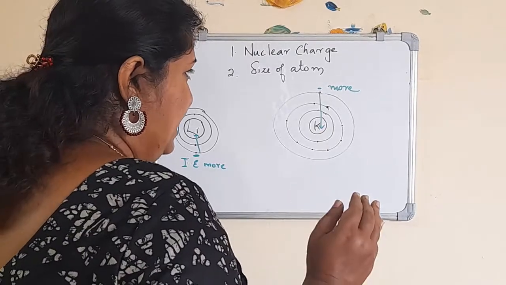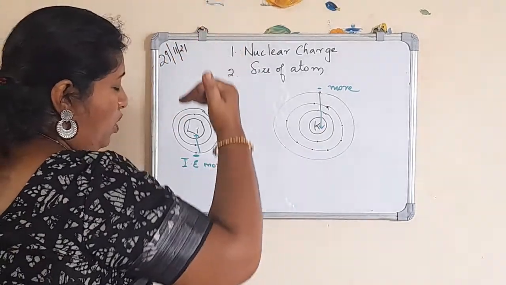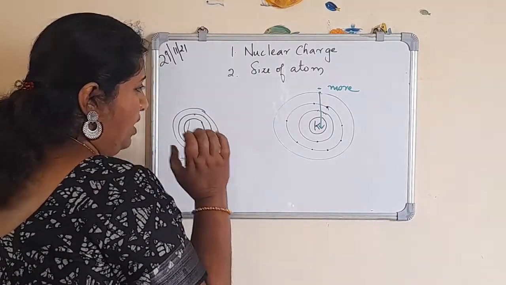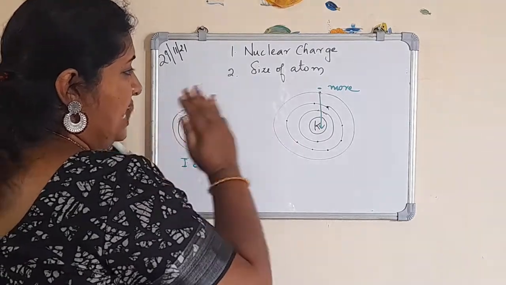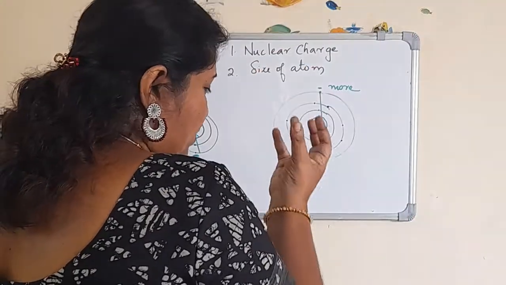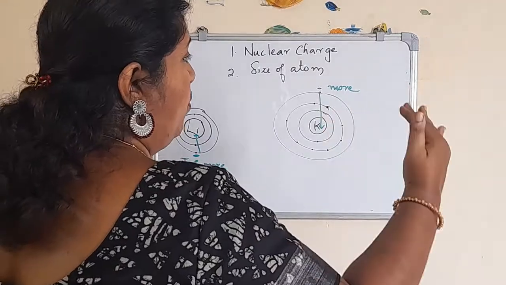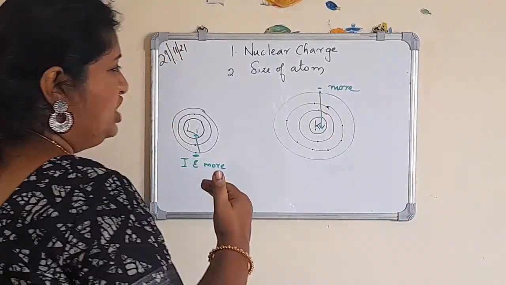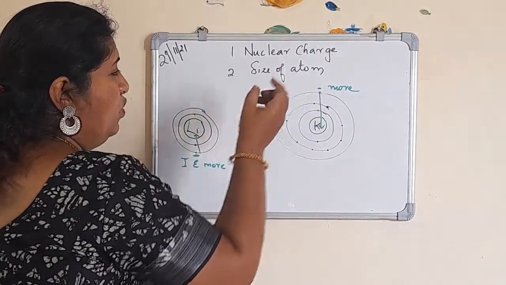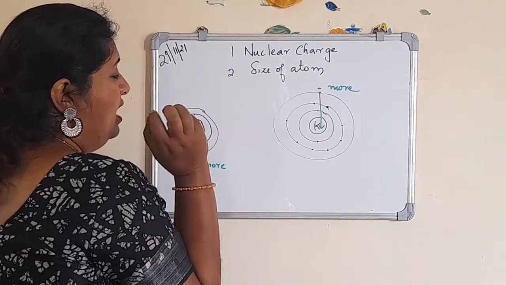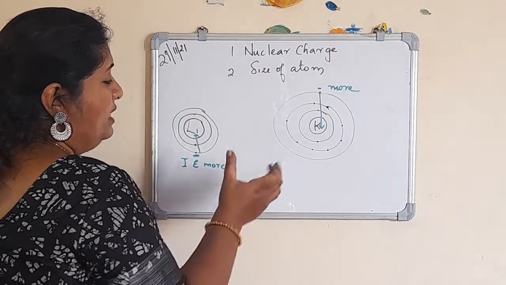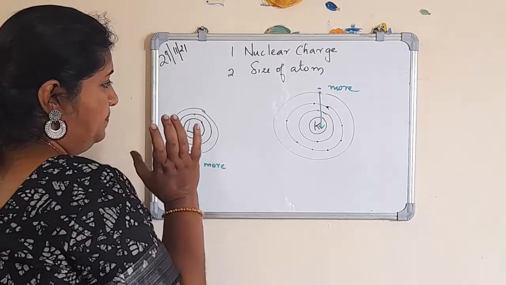So we can understand that as we move from top to bottom down the group, the ionization energy decreases because the size of the atom increases. As the size keeps on increasing, the distance between the outermost electron and the nucleus, which is at the center, keeps on increasing. The distance becomes more and more. So the force of attraction between the nucleus and the outermost electron will be less. So, little energy will be required to remove that electron. So, from top to bottom down the group, the ionization energy is decreasing.